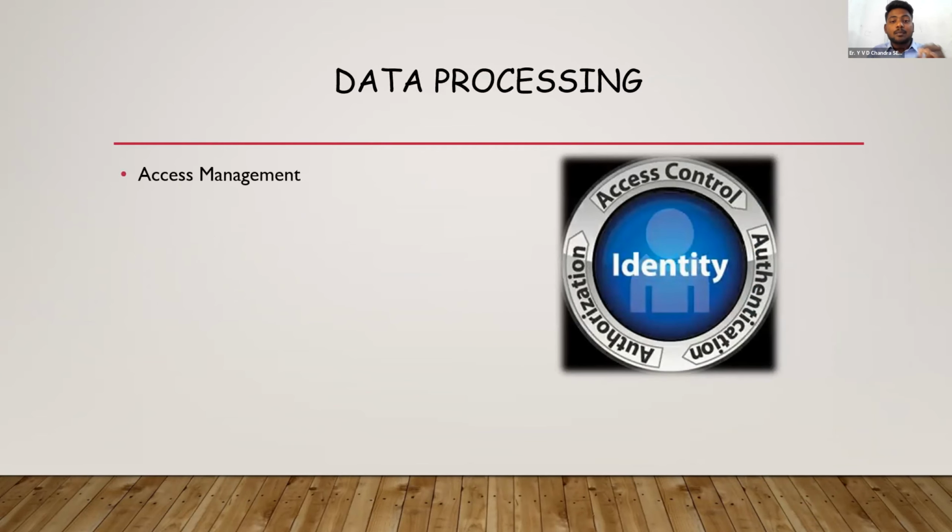In data processing, it completely depends on three principles. First one is access control, authentication, and authorization. The first step is authentication. Authentication means permission. Authorization means I can allow. And next one is access control.